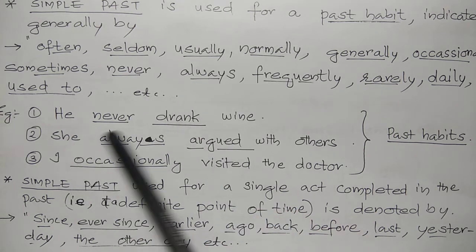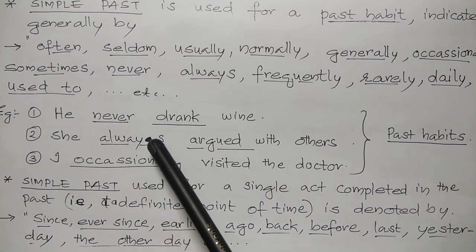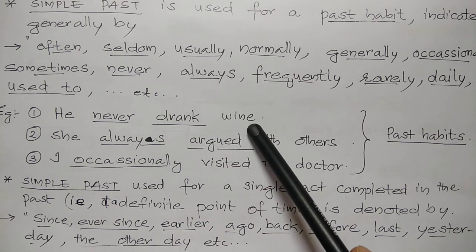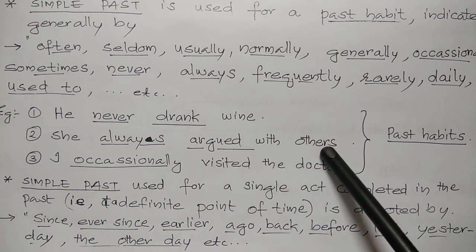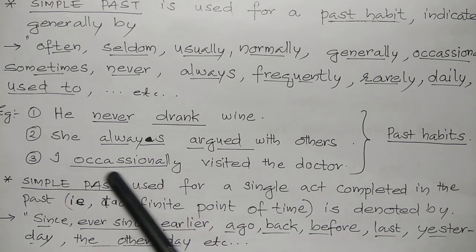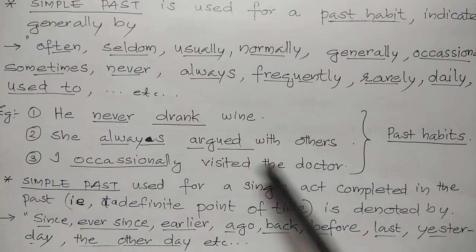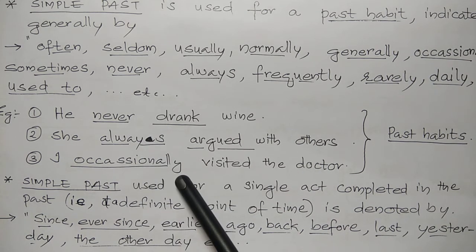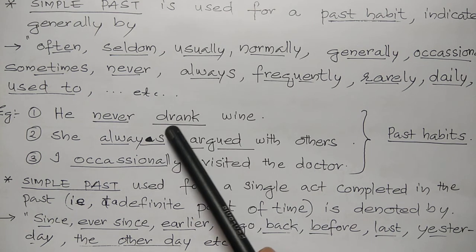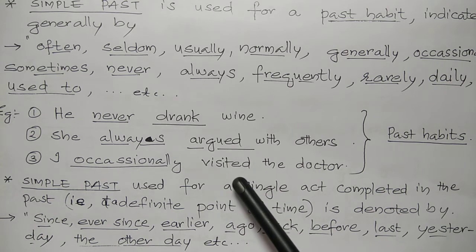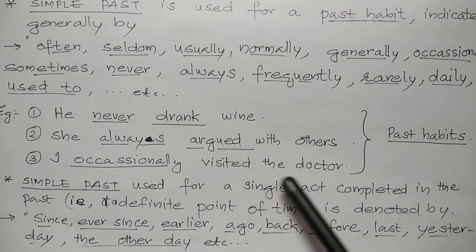So there are some examples of past habits. He never drank wine. She always argued with others. Always argued. I occasionally visited the doctor. So see the words never, always, occasionally. All are followed by V2 form of the verb: drink is drank, argue, argued, visit, visited. All are past habits.